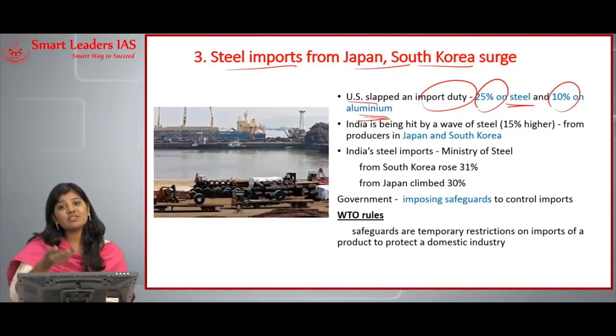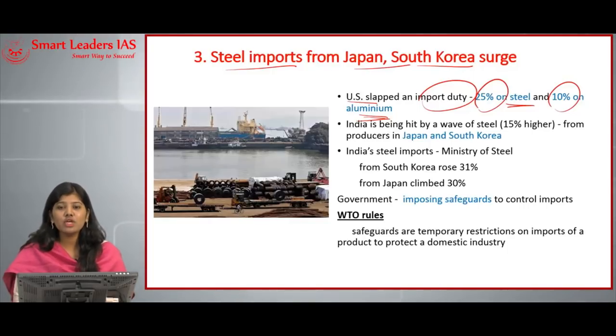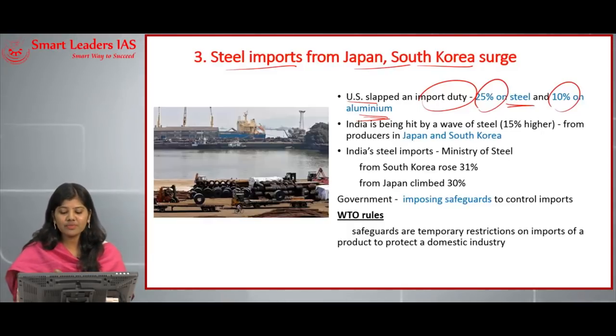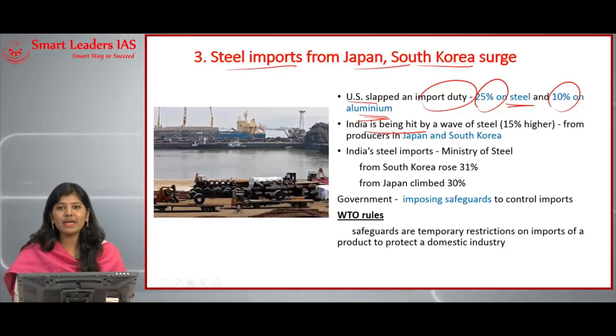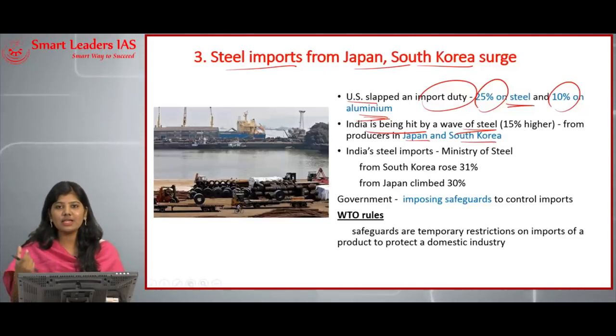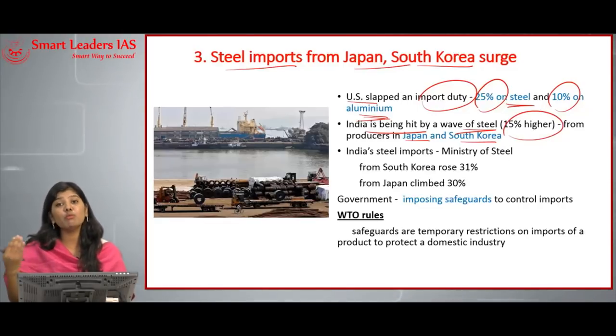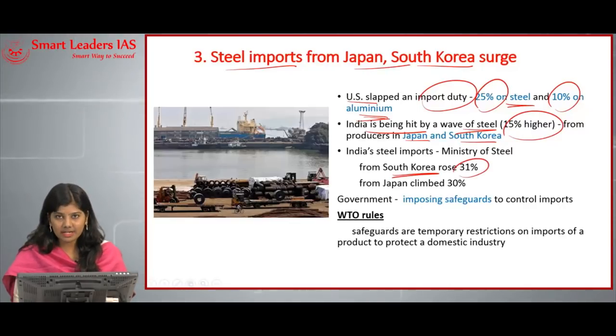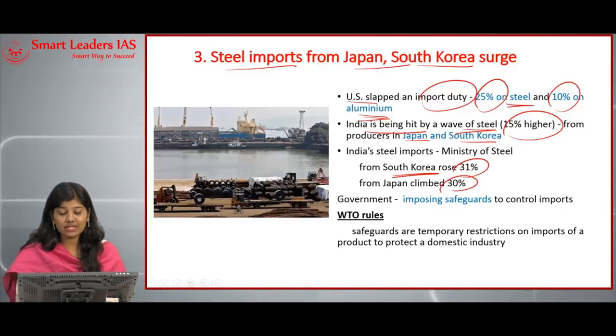Because of that wavering effect, our country, India, is also getting flooded with cheap steel and aluminium. That is a major concern, because if we get cheap steel and aluminium from other countries, it is going to affect our domestic production of steel and aluminium. The recent data is that India is being hit by a wave of steel from producers of Japan and South Korea. So now we are getting 15% more steel and aluminium from these countries. We are getting 31% extra steel and aluminium from South Korea and 30% extra steel and aluminium from Japan.